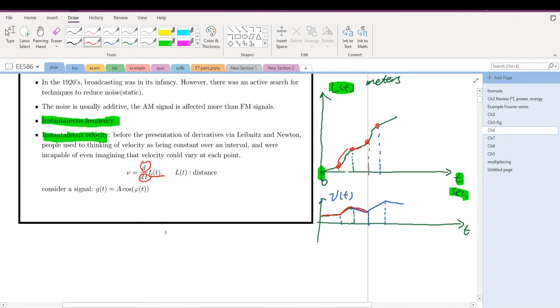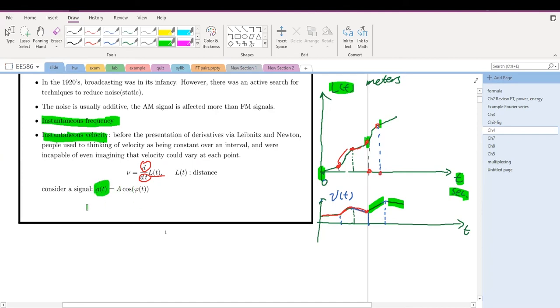From here to here, there's a big increase of distance I traveled given this short time. So therefore, the speed must be increasing again. And from here to here, you can see the rate of the distance increase is not that much compared to this period. So therefore, the speed dropped. This is the concept of instantaneous velocity. The instantaneous frequency is the same thing.